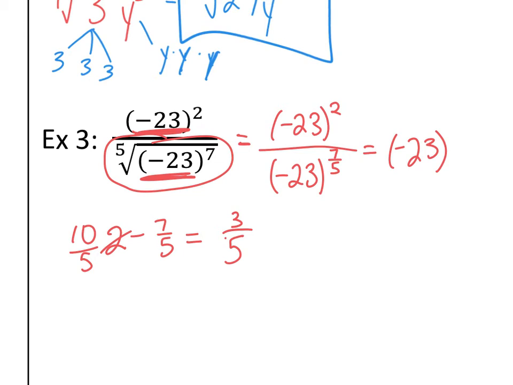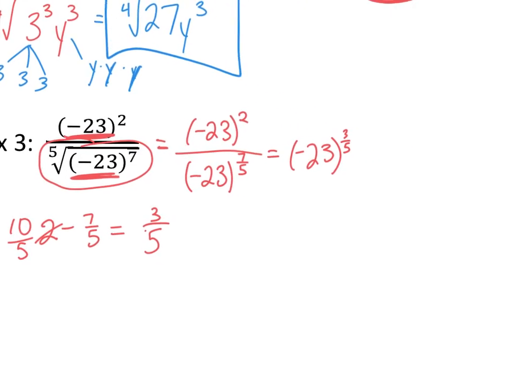You with me on that? Do you see how I did that? I made that 10 over 5. Or you could just plug it in your calculator, 2 minus 7/5, and get 3/5. Did anybody plug it in their calculator? And you got that? Okay, good deal. I would do that. So it's negative 23 to the 3/5 power.